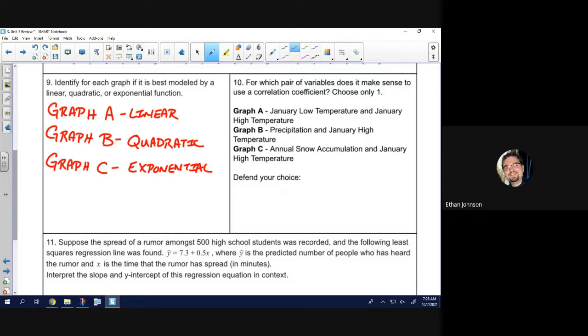Question 10, for which pair of variables does it make sense to use a correlation coefficient? Graph A, graph B, or graph C, and defend your choice. So if you remember back to the definition of correlation coefficient, in its own definition, it says a linear relationship. So the only linear relationship that we had was graph A. So it's only for linear relationships.